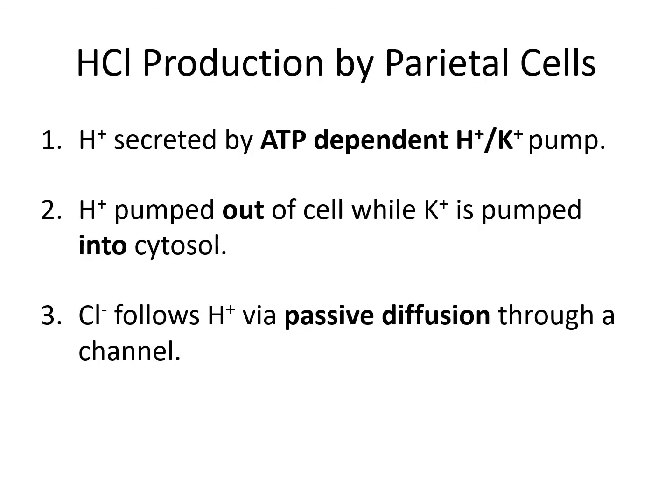And we can see how this happens because hydrogen ions are secreted by an ATP-dependent hydrogen-potassium pump, which moves hydrogen ions out of the cell, whereas potassium is moved into the cell. So this is an exchanger which exchanges hydrogen ions with potassium. Now, chloride follows the hydrogen ions via passive diffusion through a channel. Now you have hydrogen ions and chloride ions outside the cell to produce the HCl.